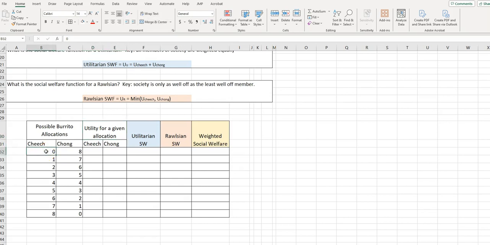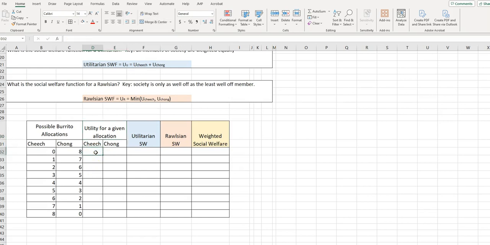So we can give none to Cheech, give them all to Chong, and then we can start dividing them up in various ways. This allocation here is when we give each person the same number of burritos, 4 and 4, and then down at the bottom, we're giving everything to Cheech, and Chong has nothing. So columns D and E again give us the utility. The utility is based on the utility function that was given above. Remember, it's the square root.